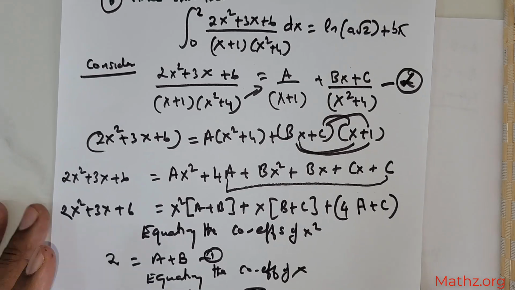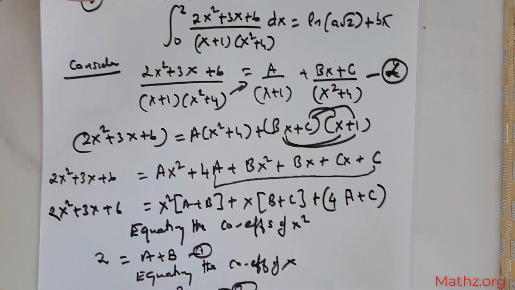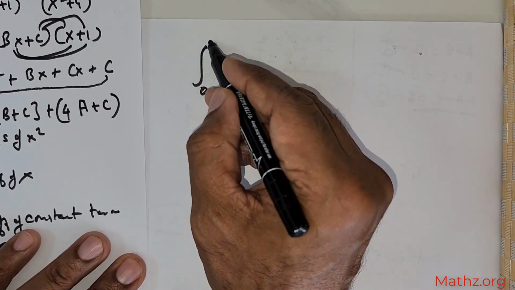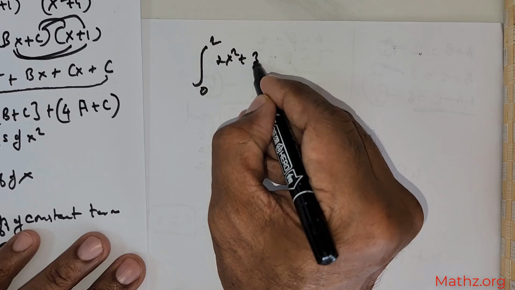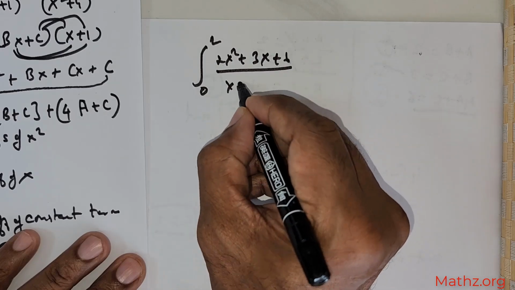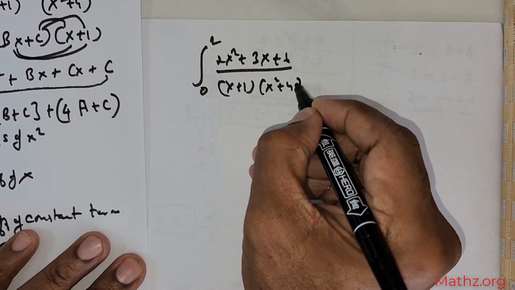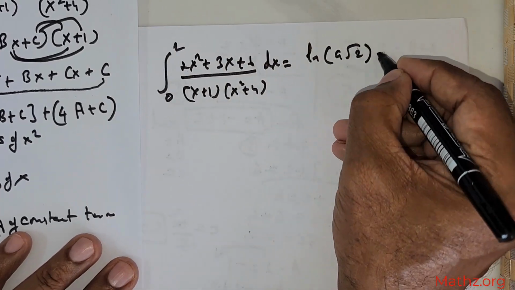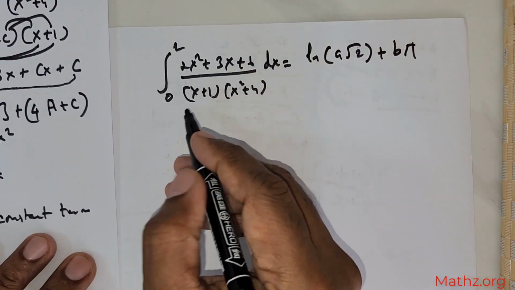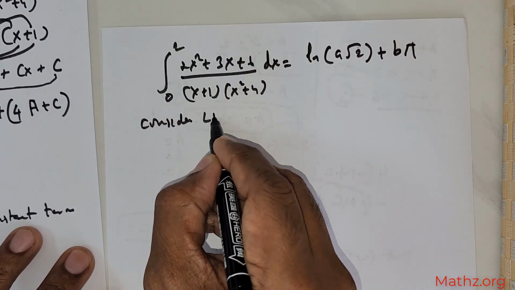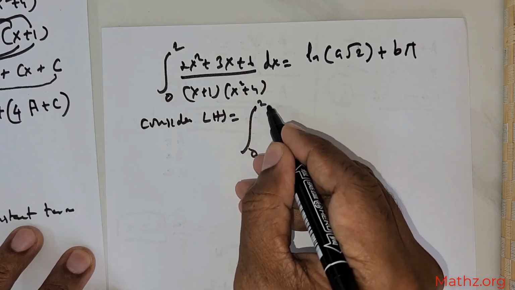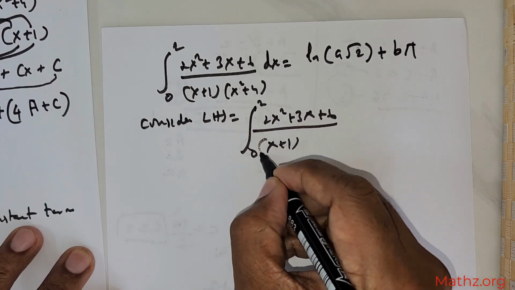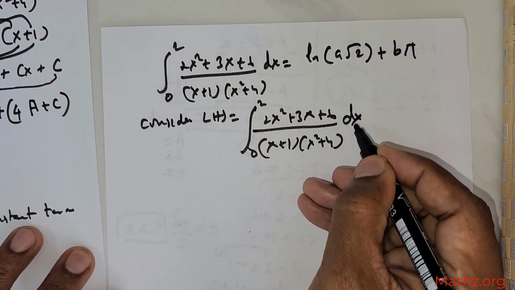Now we need to head on to the second part, part B. Now we are expected to integrate. So the integral from 0 to 2 of (2x² + 3x + 6) divided by (x + 1)(x² + 4) dx, and show that to be equal to ln of a times root 2 plus p times pi. Now consider the left hand side. So the left hand side is the integral from 0 to 2 of (2x² + 3x + 6) divided by (x + 1)(x² + 4) dx.